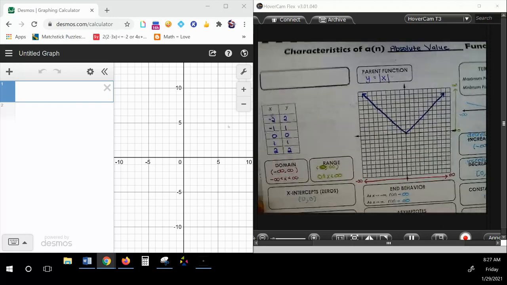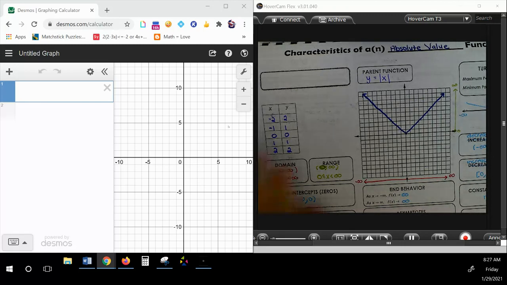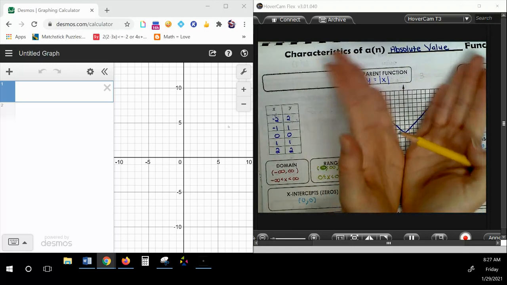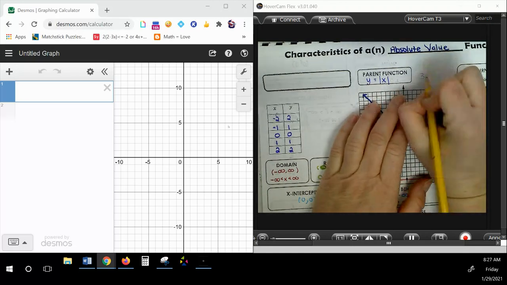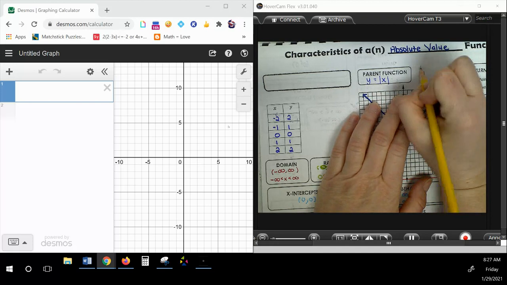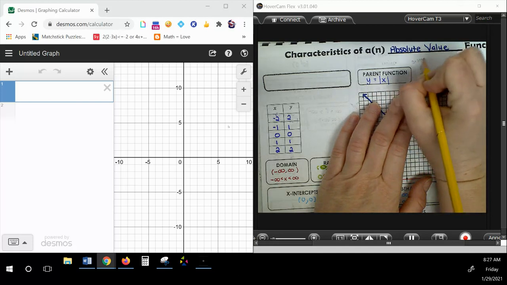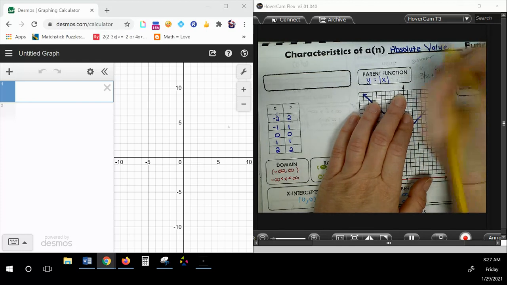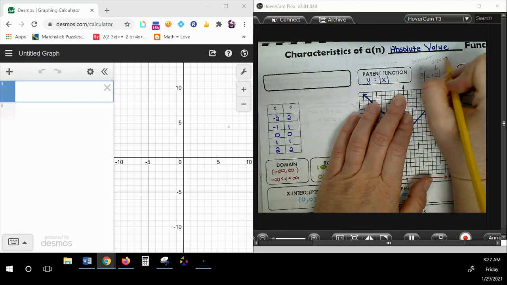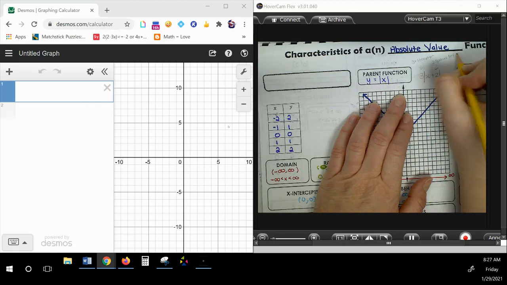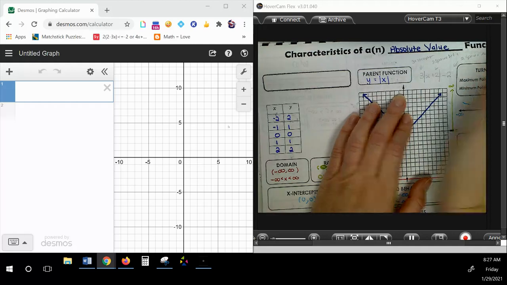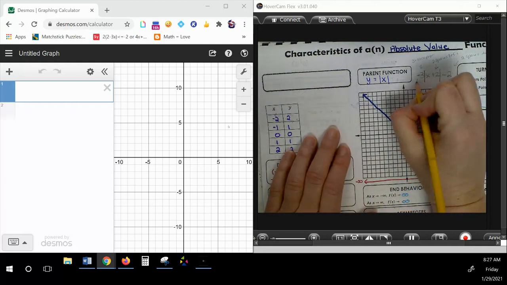Keep in mind that these are manipulated by adding numbers and stuff around it. So if we put a 3 in front, it's going to be 3 times steeper. X plus 2 would move it 2 spaces to the left. And if we subtract 2, that's going to be 2 spaces down. If we put a negative here, it's going to be upside down.